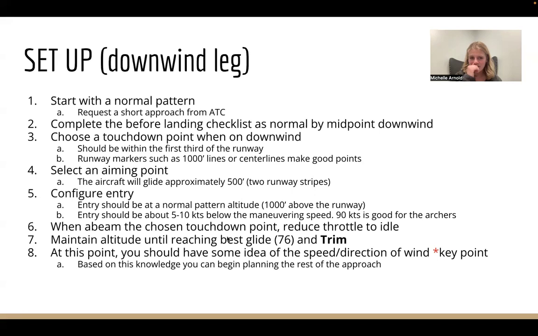Right. When abeam the chosen touchdown point, reduce the throttle to idle. This is simulating a loss of power or an engine failure when in the pattern. At this point, you should have some idea of the speed and direction of the wind. So, going back to before you enter this maneuver, you should have gotten the weather and you should have written down or bugged the wind direction. So based on this knowledge, you can begin planning the approach.